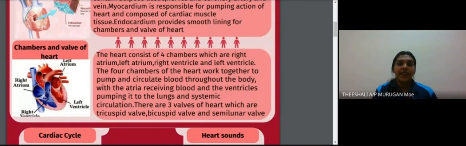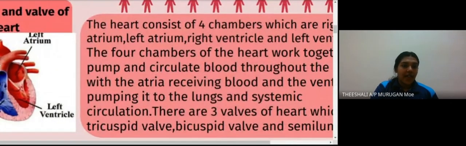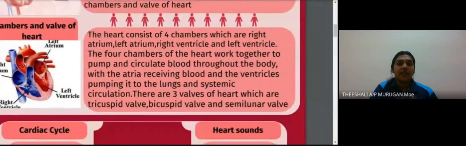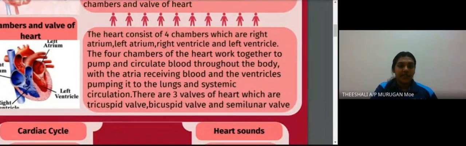As we learned in secondary school and during matriculation or asasi, we have four chambers, which are the right atrium, right ventricle, left atrium, and left ventricle. These four chambers of the heart work together to pump and circulate blood throughout the body, with the atria receiving blood and the ventricles pumping it to the lungs and systemic circulation.